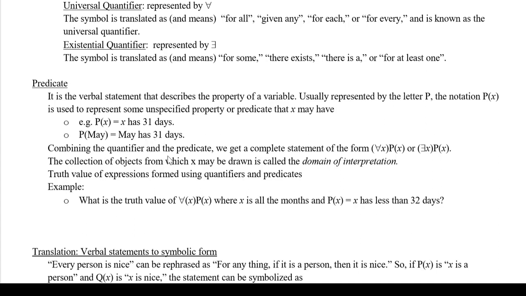So combining the quantifier and the predicate, we get a complete statement of the form "for any x, P of x," or "there exists x, P of x." The collection of objects from which x may be drawn is called the domain of interpretation. So x may be months, or x can be integers, or x can be real numbers, and so on. So I might say, for example, and you've seen this, for any x, if x is greater than or equal to 2, then 2x plus 1 is greater than 5.